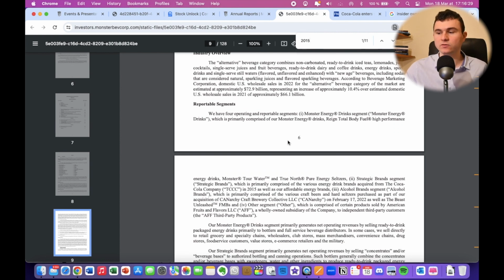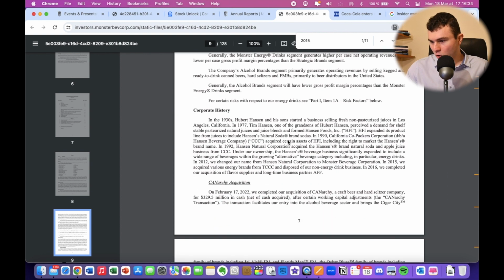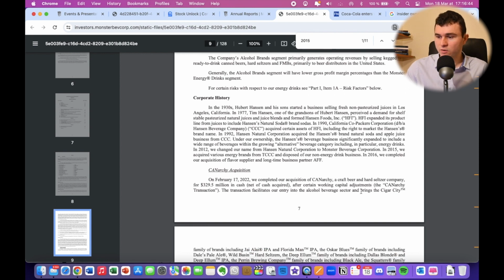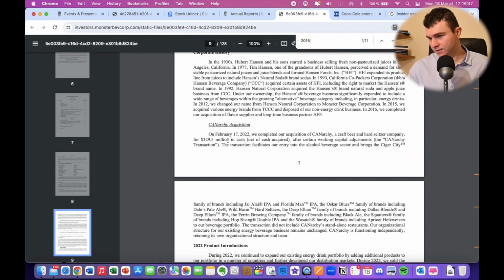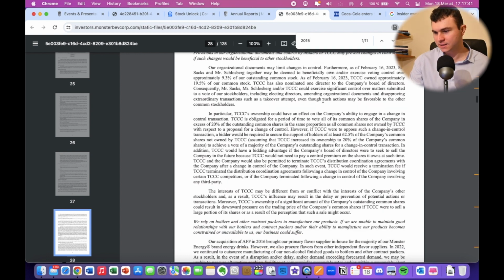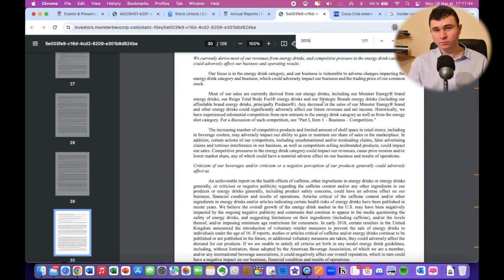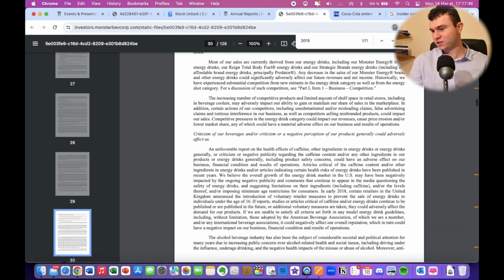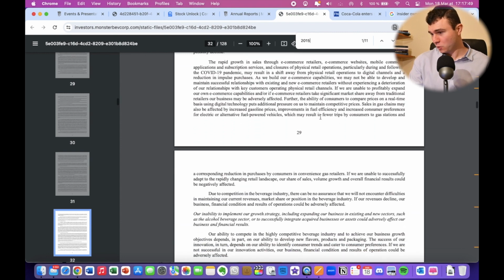So you can have different kinds of revenue for this energy drink, for this energy drink. The corporate history goes back to the 30s, and then you see the different business deals they did, the partnership with Coca-Cola, and some comments about some recent acquisitions in 2022. So I think, if I understand correctly, all these strategic alliances play a big role in Monster Beverage and in this beverage industry. Okay, fair enough.